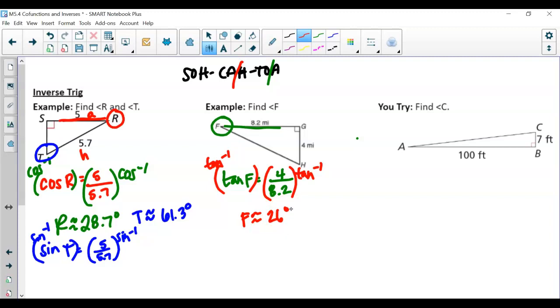Go ahead and pause the video now and try the U-try on your own, finding the measure of angle C here. And here we go. So again, you should have noticed no hypotenuse, so you should have used tangent of C, which is equal to opposite is 100 divided over 7, your adjacent. So when you find the inverse tangent of this ratio here, you should have gotten that C is approximately 86 degrees.